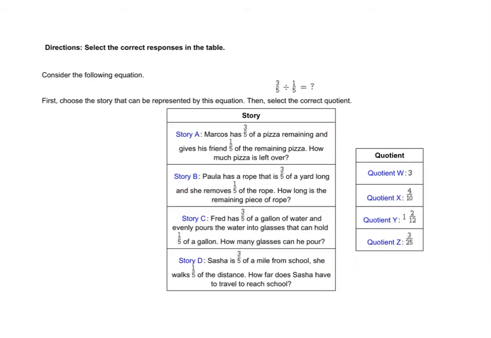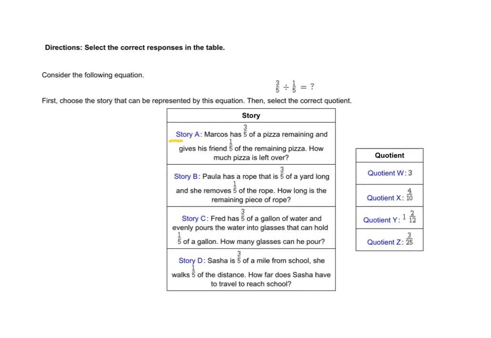So I'm given the equation 3/5 divided by 1/5 equals blank. So I have to first choose the story that can be represented by this equation, then select the correct quotient. Story A talks about Marcos having 3/5 of a pizza, and he gives his friend 1/5 of it. That isn't dividing, that is actually subtracting.